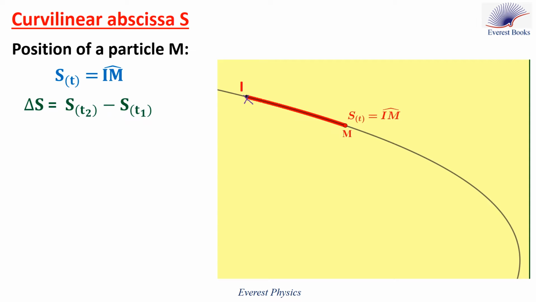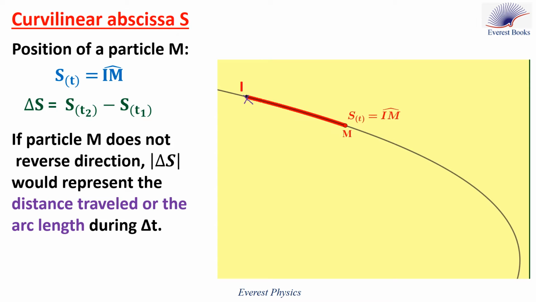So the variation of the curvilinear abscissa of M between two instants t1 and t2 is given by S at an instant t2 minus S at an instant t1. If the particle M does not reverse direction, or it moves in one direction, then the absolute value of delta S represents the distance traveled, or the arc length, during the time delta t.